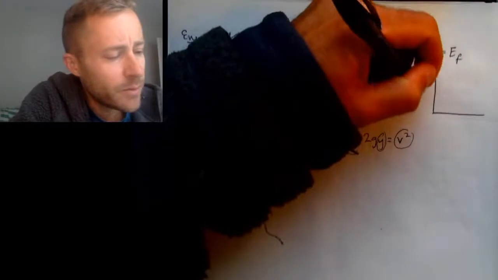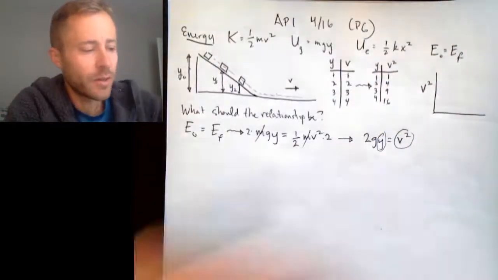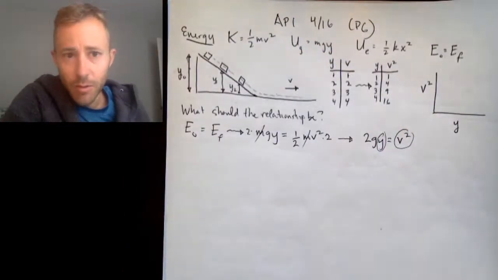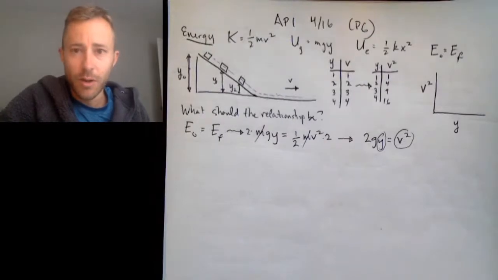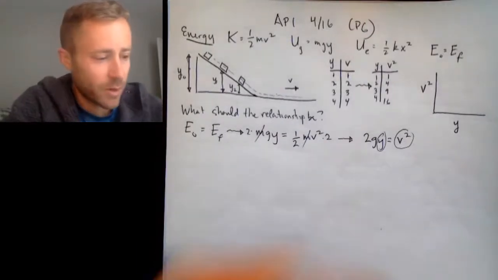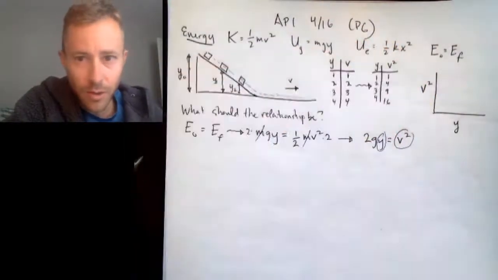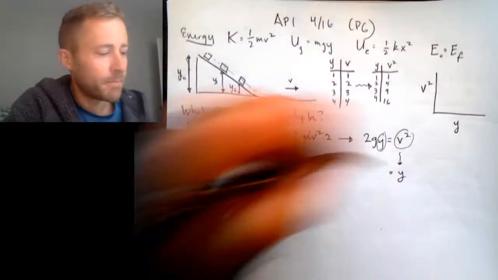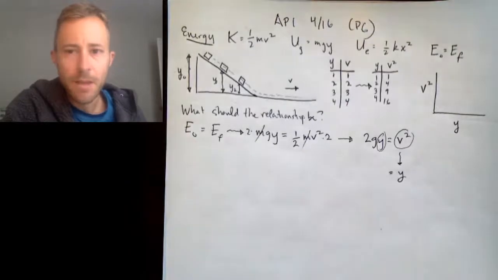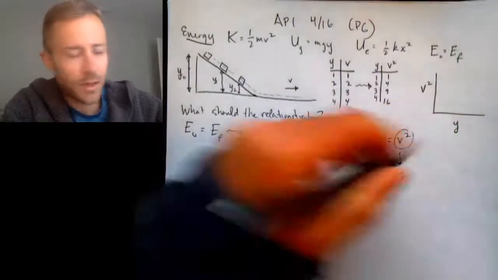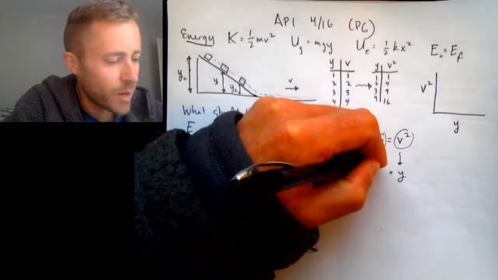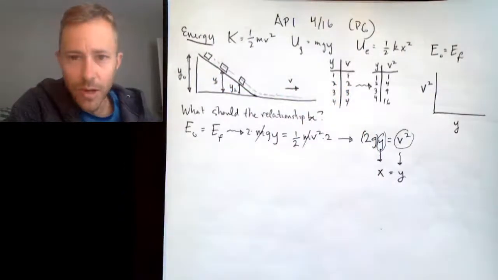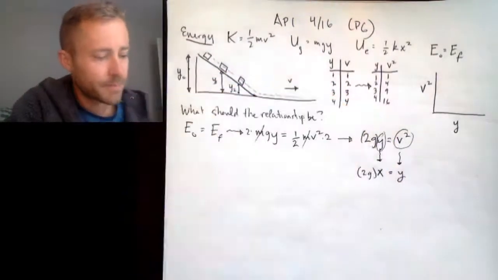So I'm going to put v squared on the vertical axis, and I'm going to put y on the horizontal axis. Now what we want to figure out is the meaning of the slope of this graph. I have v squared on the vertical axis, so I'm going to replace v squared with y. And then I have y on the horizontal axis, so I'm going to replace y with x. And then I can see that the number that is multiplying x is 2g.